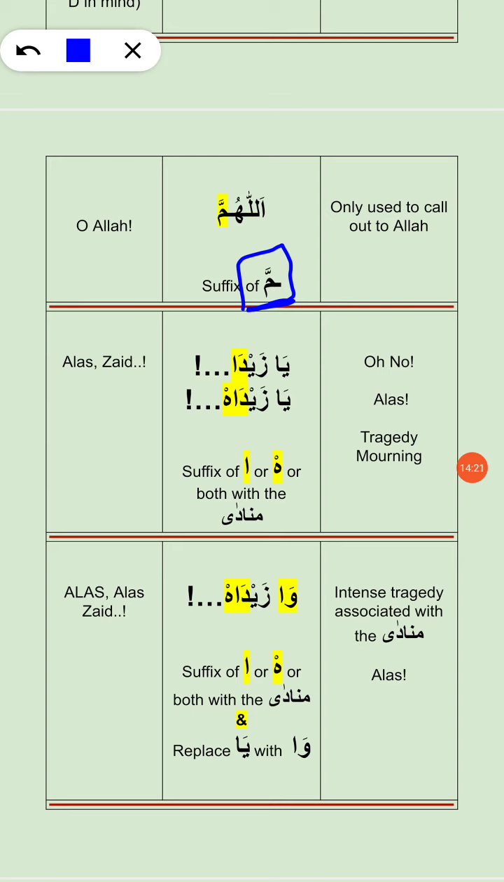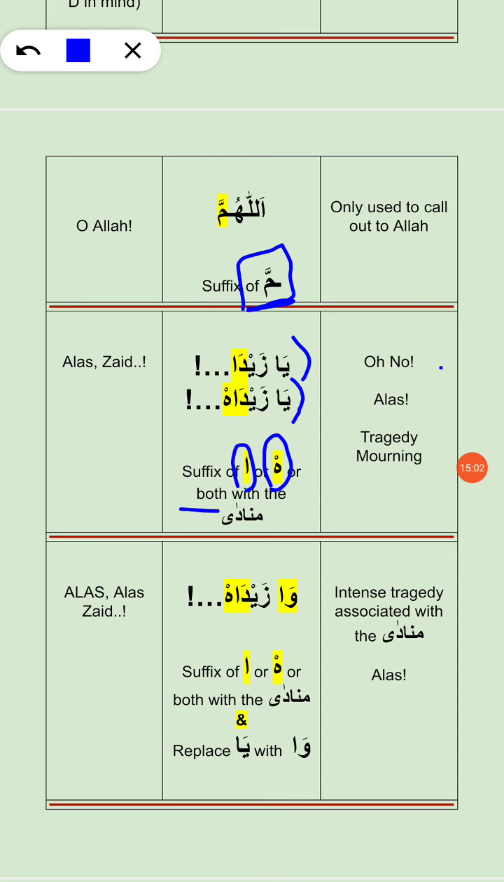All right, next, whenever you need to show some tragedy or mourning, what do you do? You simply add the suffix of either alif or ha with sakoon, or both, with the munada. So as you can see here, ya zaida, all right, this is a way to express tragedy or mourning. Alas, as we say in old and classical English, nobody uses alas now. Anyways, so we have ya zaida, and we also have ya zaida, all right.